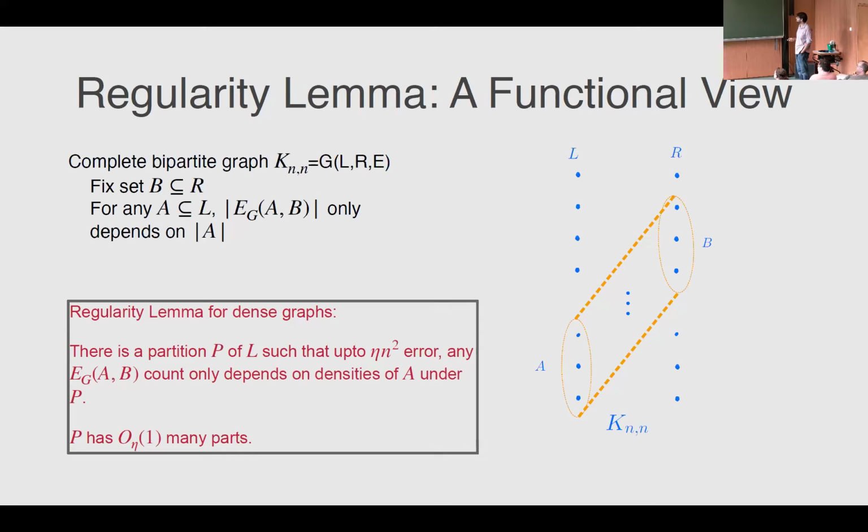All of this is up to some eta n squared error. Eta is an arbitrarily small fraction, and the number of parts that we get depends on this eta. So the trivial thing would be taking eta to be 0, where you can exactly figure out what the number of edges is, but then the partition will have pretty much n parts. We want to use this when eta is a small but constant number.